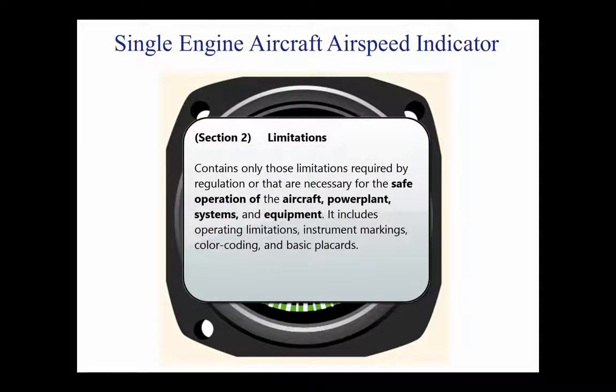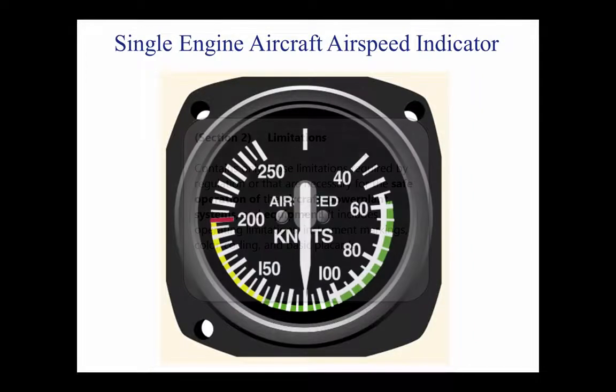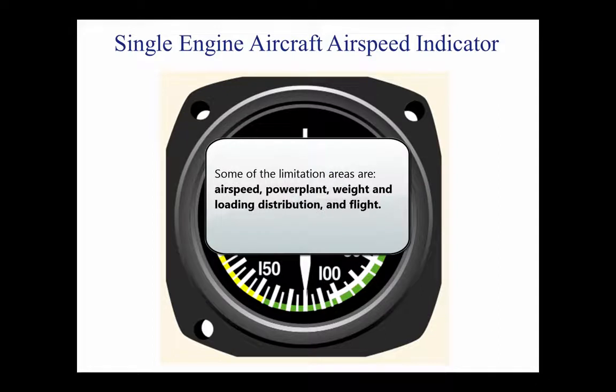Section 2. The Limitations section contains only those limitations required by regulation or that are necessary for the safe operation of the aircraft, power plant, systems, and equipment. It includes operating limitations, instrument markings, color coding, and basic placards. Some of the limitation areas are airspeed, power plant, weight and loading distribution, and flight.